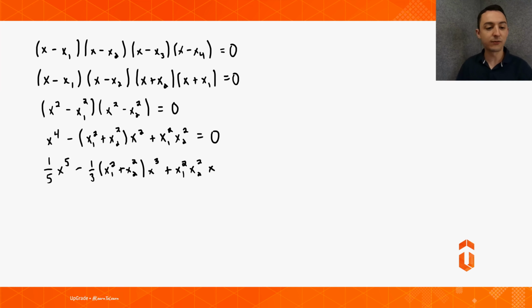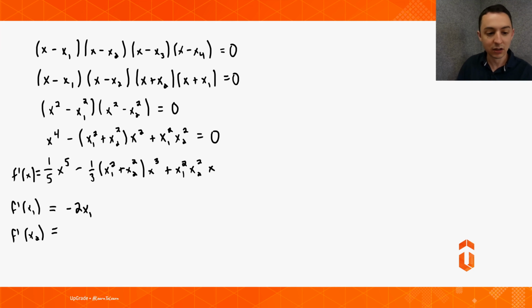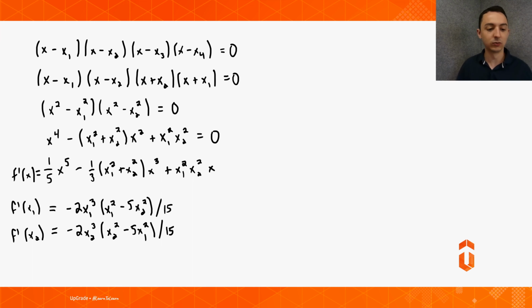All right, so there is our first derivative. I will label this f prime of x. And then what we can do is substitute in the values of x1, and we're also going to substitute in the value of x2. And for the rest of the video, I'm going to do some intermediate calculation skipping. This result spits out negative 2x1 cubed times x1 squared minus 5x2 squared, all divided by 15. And we get a really similar result because of symmetry, right? There's no actual difference between x1 and x2. And so you'll notice that these formulas are interchanging the position of the x1 and the x2.